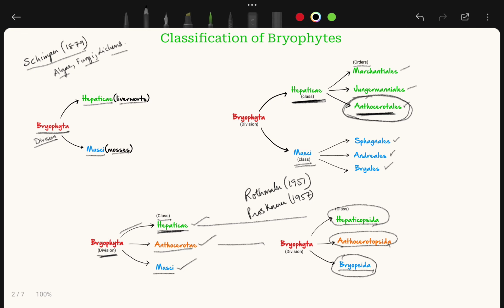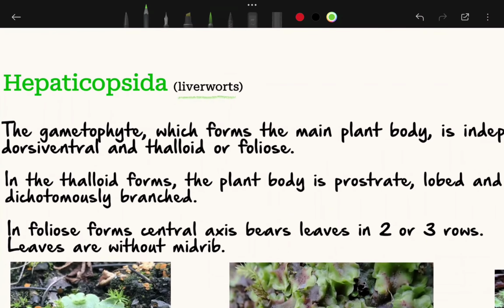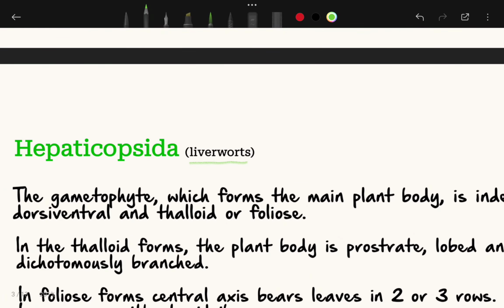So we will first start with Hepaticopsida. Okay, the first class is Hepaticopsida, right? Hepaticopsida are also known as liverworts. Okay, so the name Hepaticopsida has been derived from a Latin word, hepatica, which means liver.